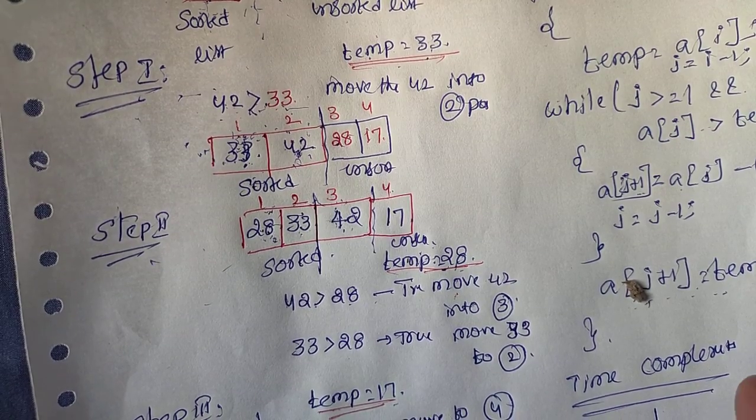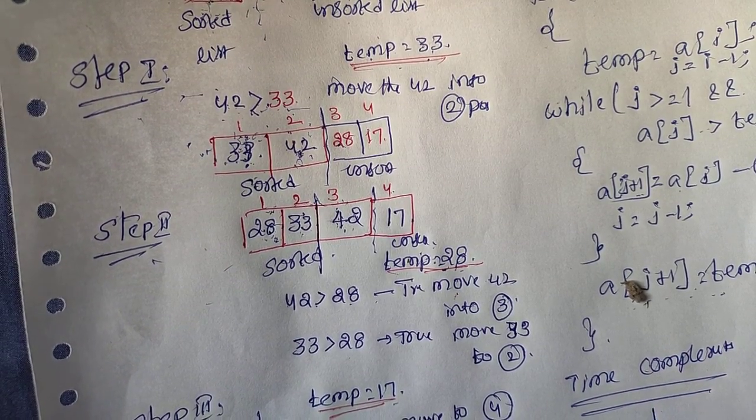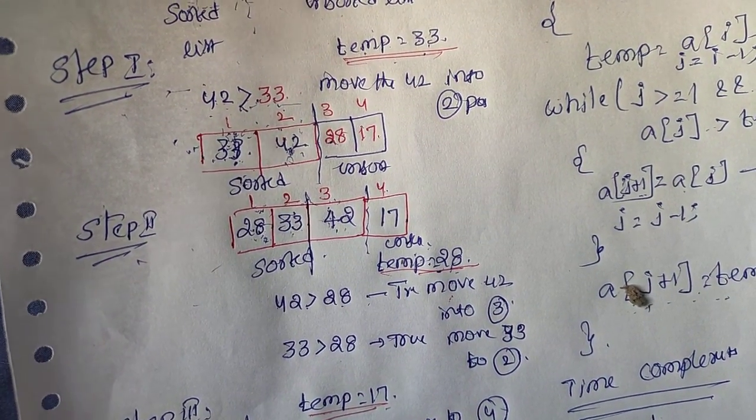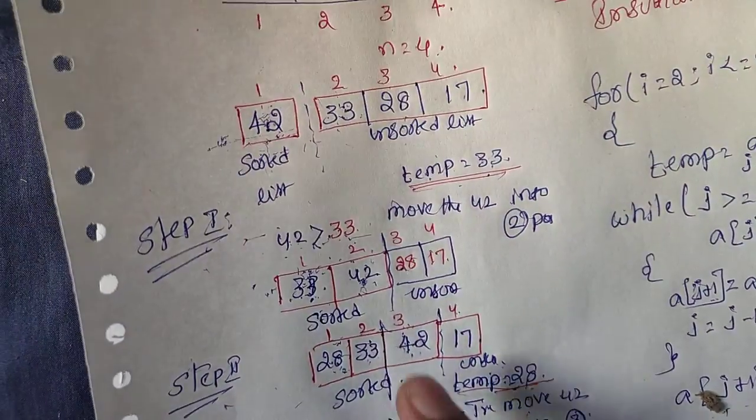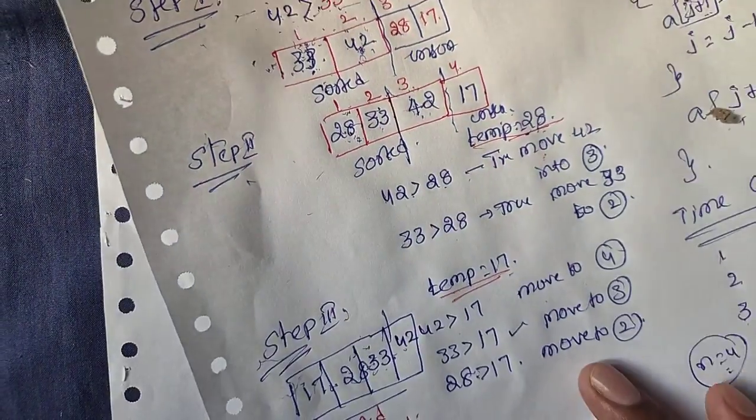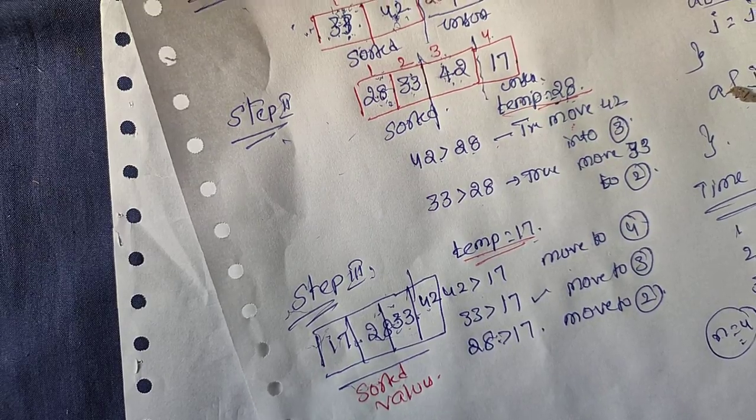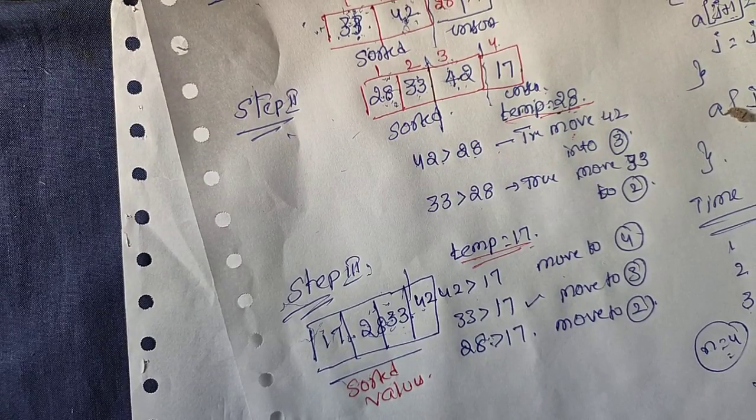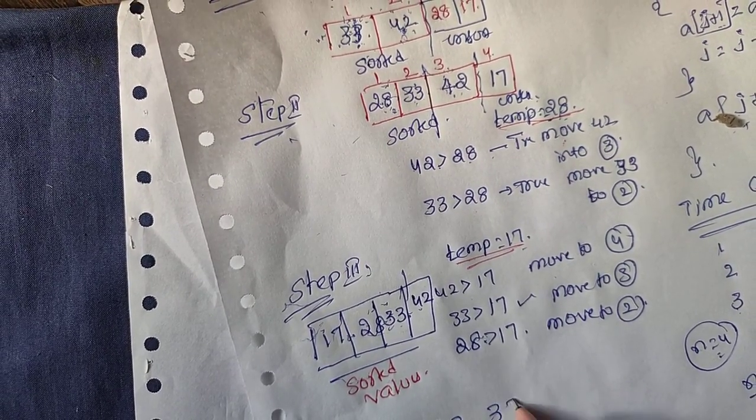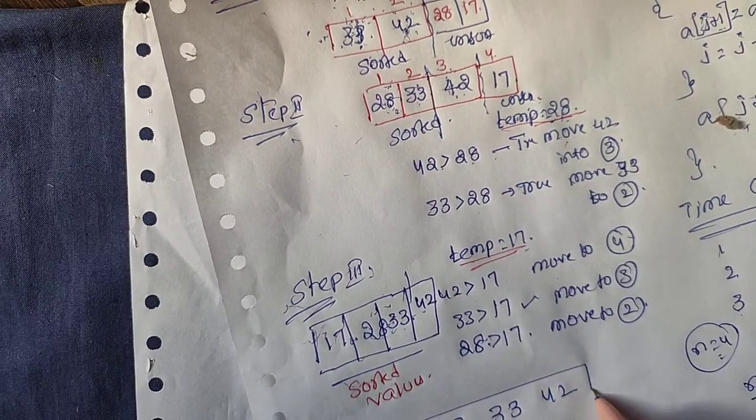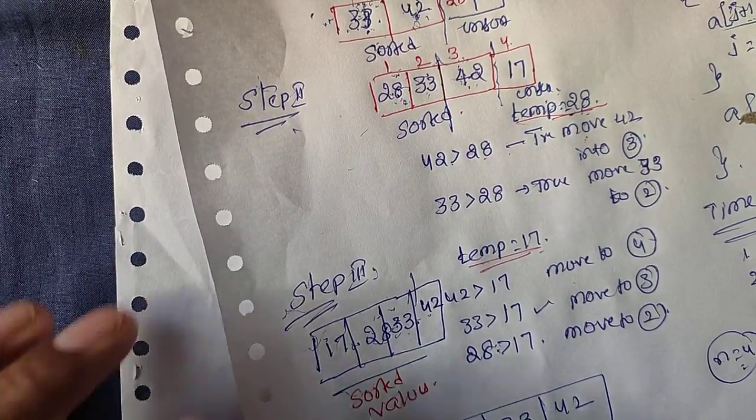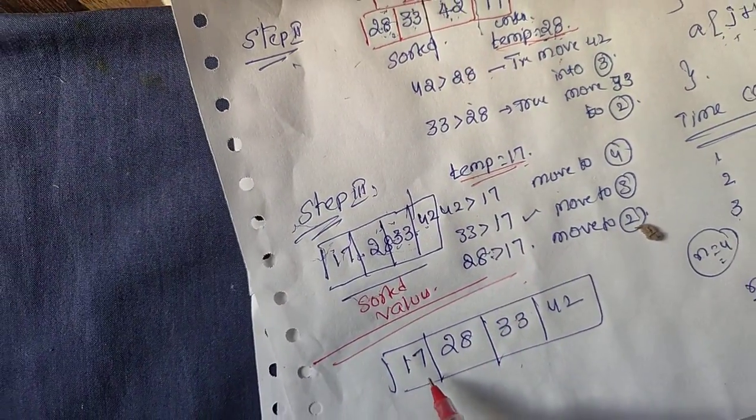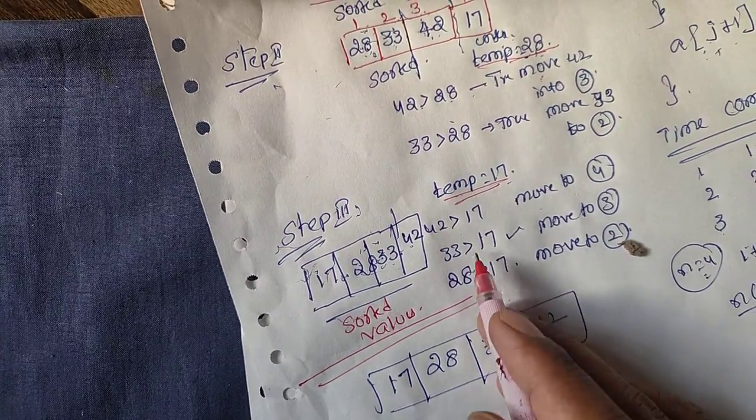Plus please remember, in previous sorting techniques we are swapping the values, but here we are moving the values. There is no swapping here. And one more point here: if all values are already sorted, for example, all values like 17, 28, 33, 42, if initially the beginning values are already sorted like this, there is no need for comparison like this.